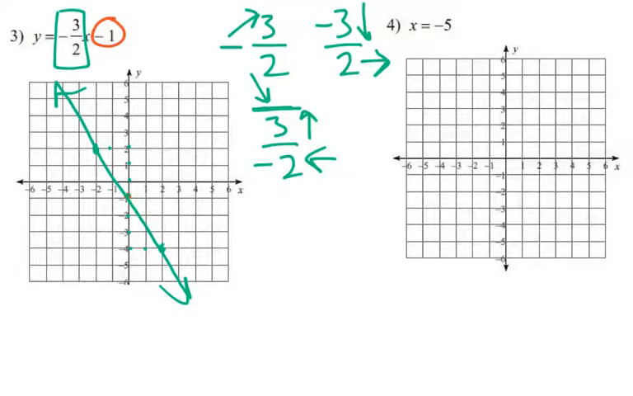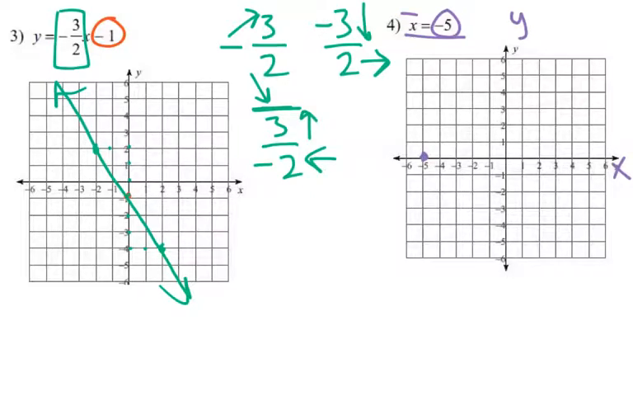Now, if we look at number 4, x equals negative 5. Well, that one's different. There's no y in here. When you only have one variable, just graph it on the number line of that variable. So we have x, so go to the x-axis. Where's negative 5? Negative 5's right here.